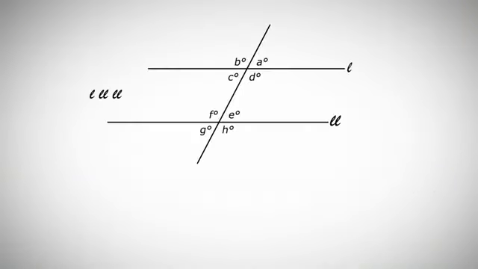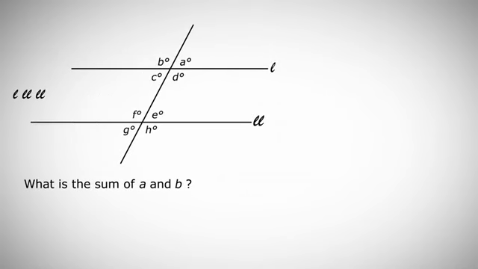We have two parallel lines, line 1 and line 2. These two parallel lines are intersected by a third line, and that intersection creates two sets of equivalent angles, labeled A, B, C, and D, and E, F, G, and H. Let's answer some questions about these angles. First, what is the sum of A plus B? A plus B are adjacent angles, and together they form a straight line. So A plus B is going to equal 180 degrees.